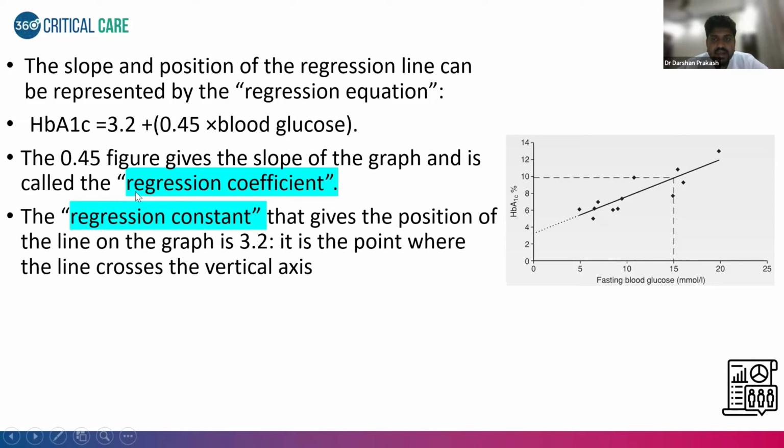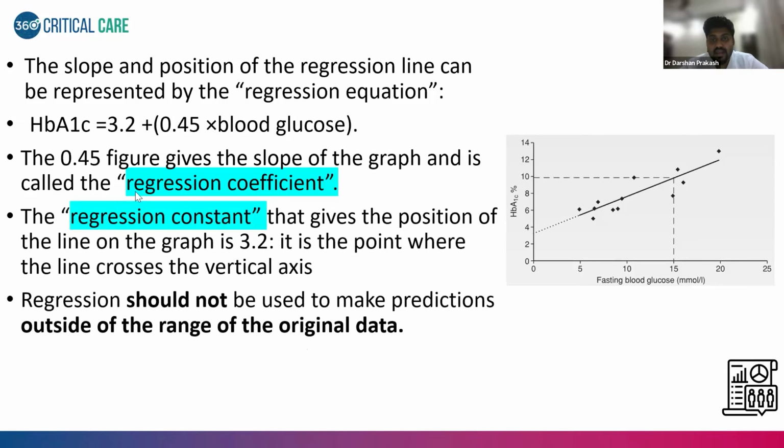So in linear regression, that is a single linear regression, you have two components. If you can give a value of a single component, it helps us determine the other component. Regression should not be used to make predictions outside the range of the original data. For example, this mathematical model is only for this particular set of patients, because a slope of 0.45 is for this particular set. It might be different for a different group of patients, so you need to calculate the slope for that particular pool of patients.